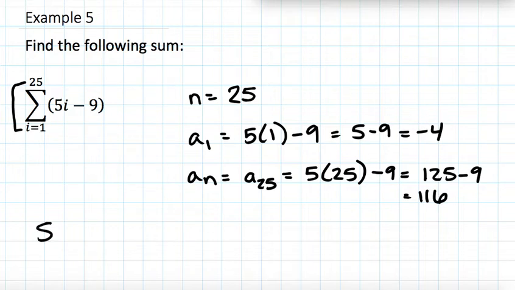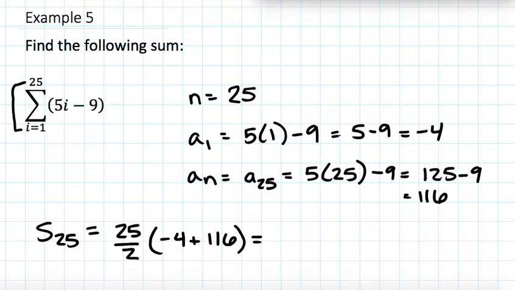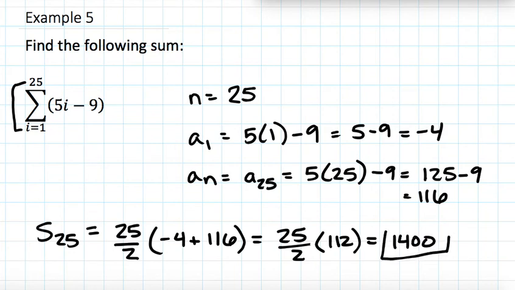So using the sum formula, sum of the first 25 terms is n divided by 2 times a sub 1, which is negative 4, plus a sub 25, which is 116. And then all I need to do is do this math. 116 plus negative 4 would be 112. And if I multiply that out, I get exactly 1400. So you always should come out with a whole number for these because you're adding a whole bunch of whole numbers together in your sum, so your answer should be a whole number.